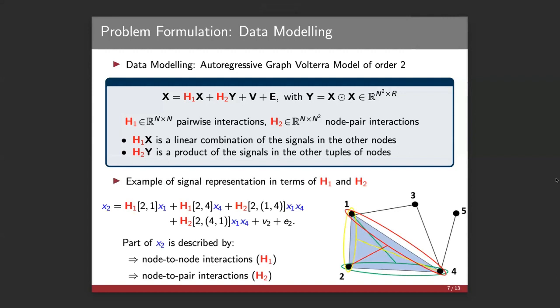Imagine that we have the signal at node 2. We can express that signal as a linear combination of the signals at nodes x1 and x4, and also as a nonlinear combination, the product of the signals at nodes x1 and x4, which is represented with this link between node 2 and the pair 1, 4. What is capital R? It is the number of samples we have associated with each node.